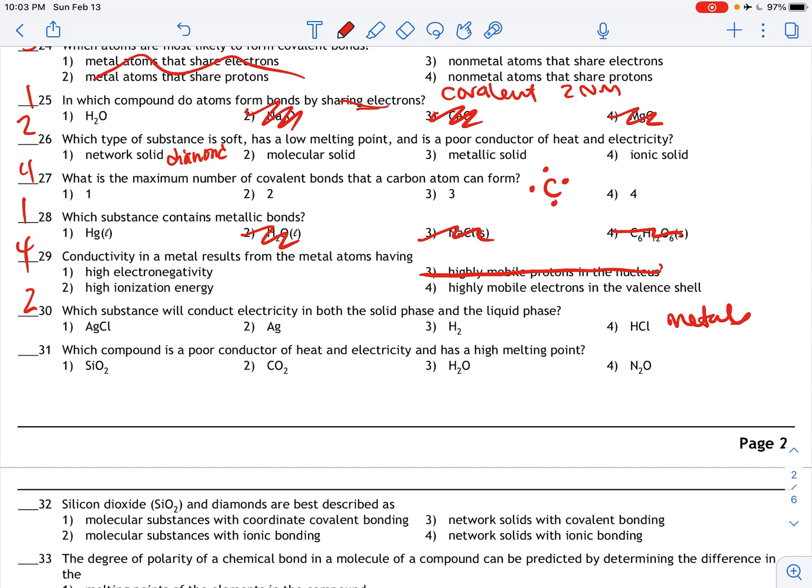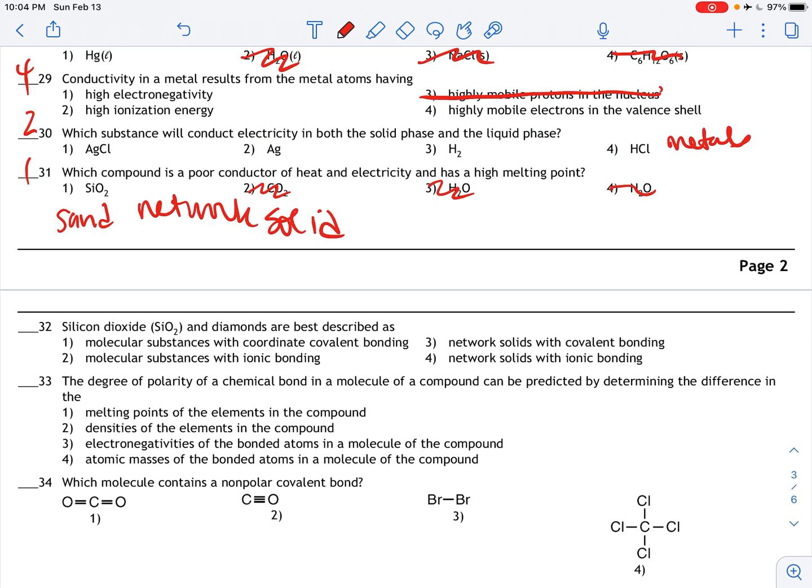This is a network solid because these are all molecular. This CO2, this is all low melting point. So this is sand, silicon dioxide. So it's got the kind of the combo. It's got the low conductivity of the molecular substances, but it's got the high melting point of the ionics.